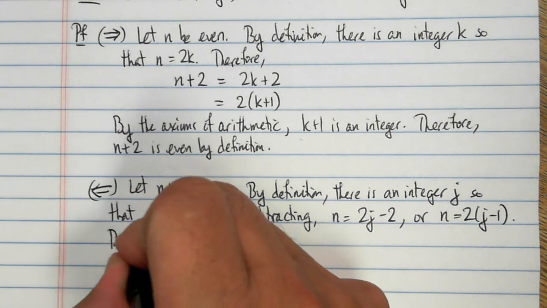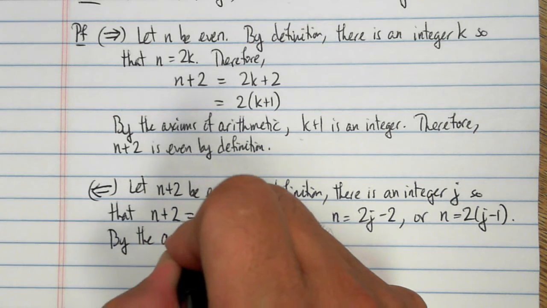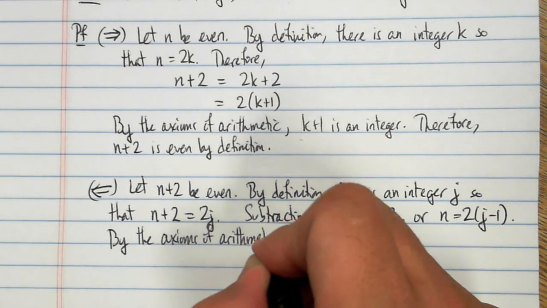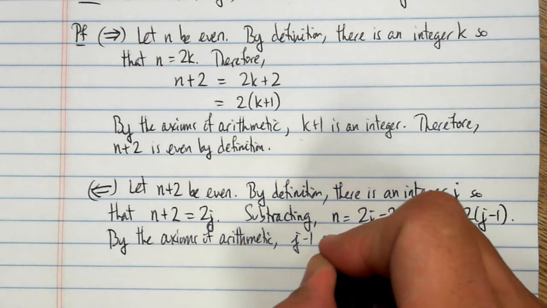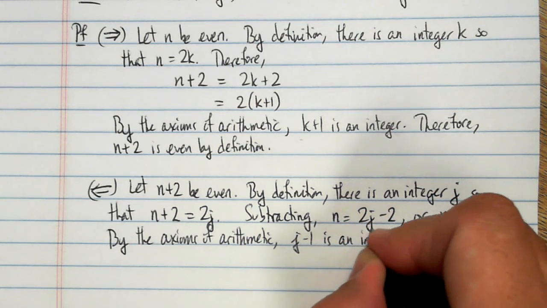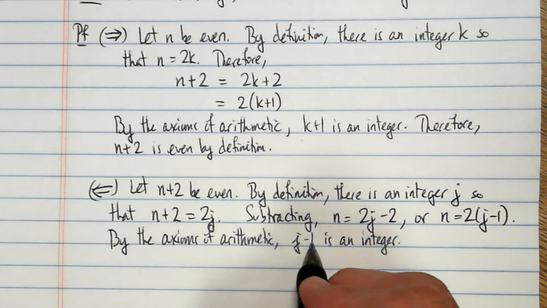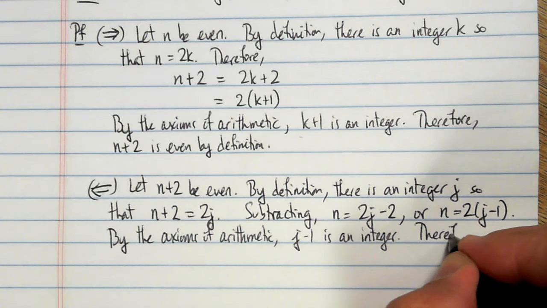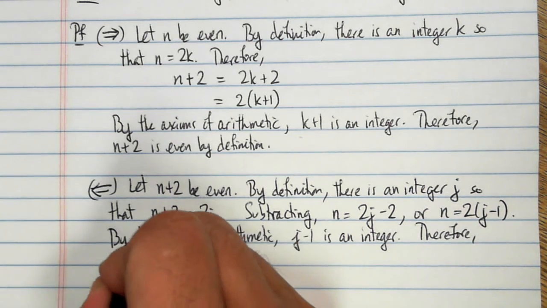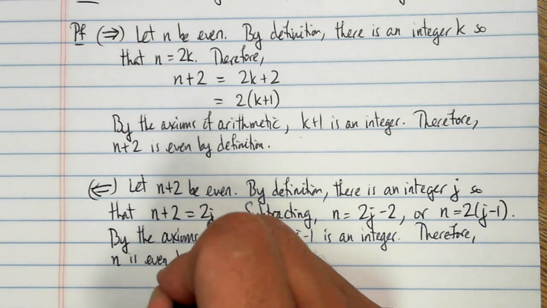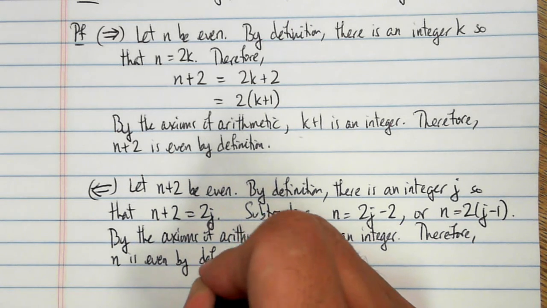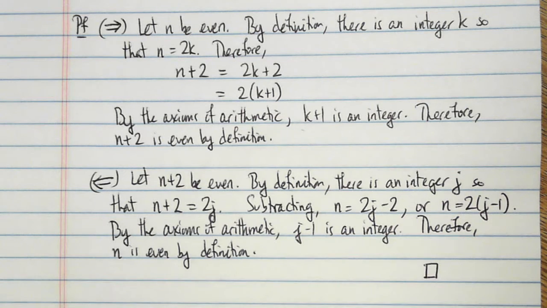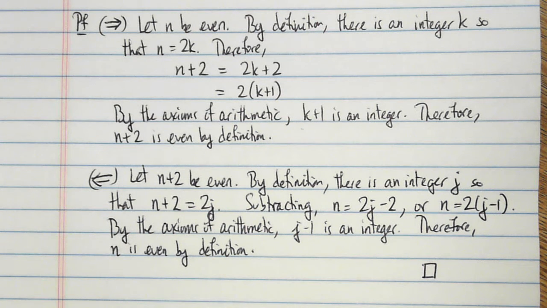Okay, by the axioms of arithmetic, j minus 1 is an integer. J is an integer, 1 is an integer, subtract them, you get an integer. Therefore, n is even by definition. And so that is the end of the proof. And so we use some kind of end of proof symbol to denote that that's the end.